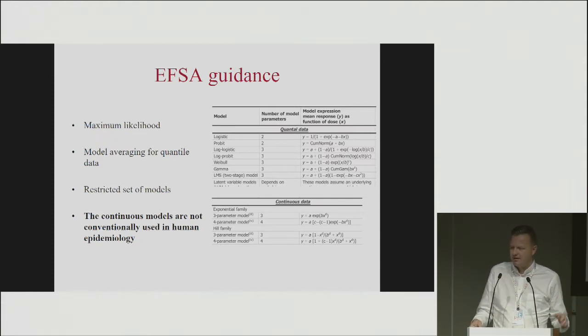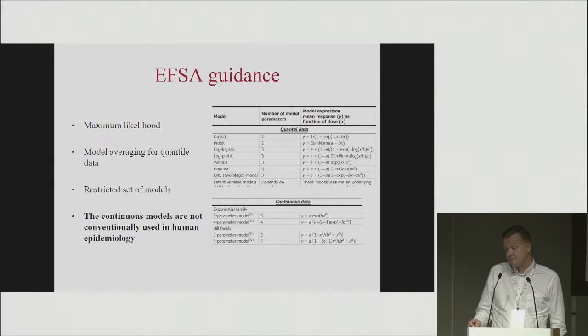There's the use of maximum likelihood advocated. I have no problems with that. They use model averaging for quantal data. That might be sensible. It takes away individual modelers' decisions, but maybe in a regulatory perspective, then you don't have to take any decision, and then there is maybe nothing to quarrel about. There are limitations to this, but this is sensible in this respect.